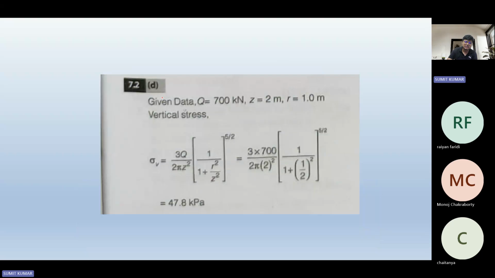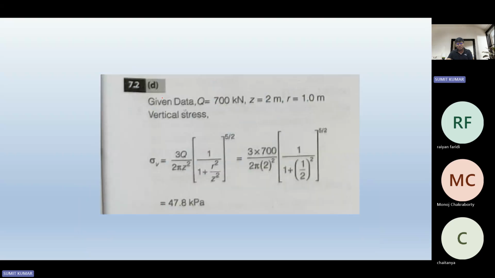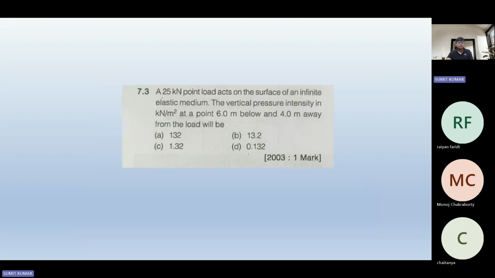So let me show you the solution directly, in which they have calculated in a similar manner: 3q by 2 pi z square into 1 by 1 plus r square by z square whole power 5 by 2. When they calculated, the answer comes out to be 47.8 kilonewton. So option D is the correct answer for this problem. I think this is very clear. If you have solved any of the problems after the previous class, or those problems which we discussed there, then this question is very easy for all of you. Now, the next problem says that a 25 kilonewton load acts on the surface of an infinite elastic medium.